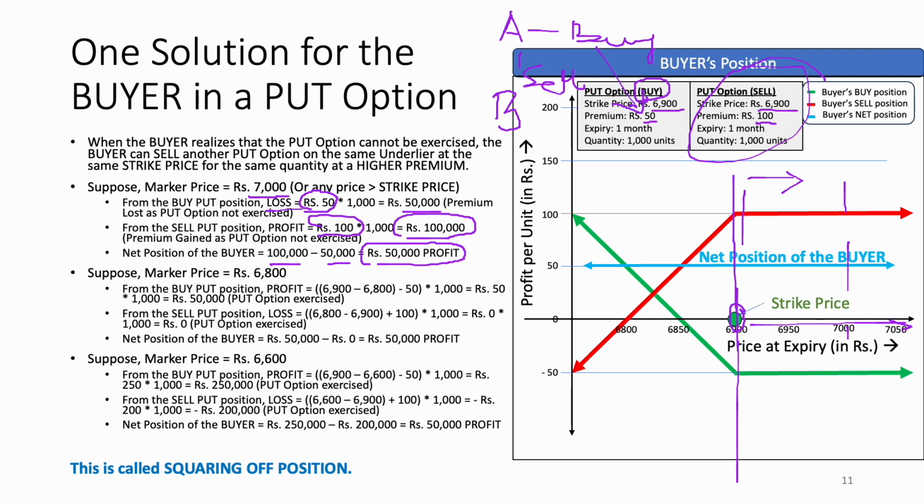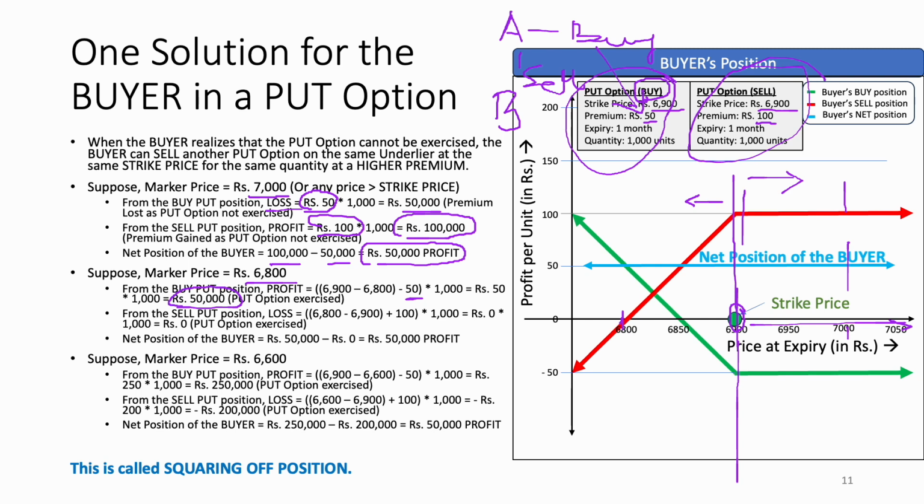Now suppose the market price falls below the strike price. Under that circumstance, A will start making a profit from this particular put option which he has purchased. Suppose the market price is 6,800, that is here. Under this circumstance, A will make a profit of 6,900, that is the strike price, minus 6,800, minus the amount of premium he has paid. So his net profit will be 50 rupees per unit, or a profit of 50,000 rupees.